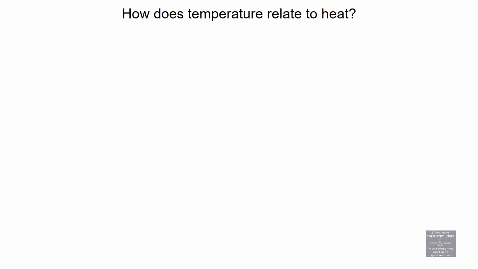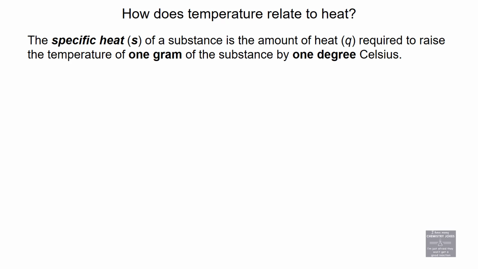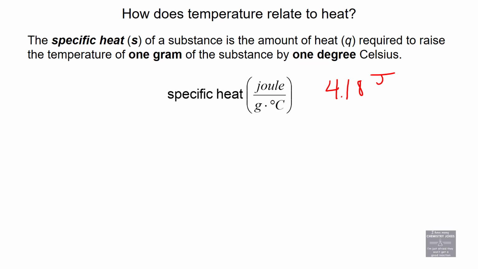One way that they relate is through specific heat. Specific heat is the amount of energy it takes to raise the temperature of 1 gram of whatever substance by 1 degree Celsius. And specific heat has these units of joules per gram degree Celsius. So the specific heat of water is something that we will talk about quite a bit, 4.18 joules per gram degree Celsius. It takes 4.18 joules to raise 1 gram of water by 1 degree Celsius. That's the specific heat of water.